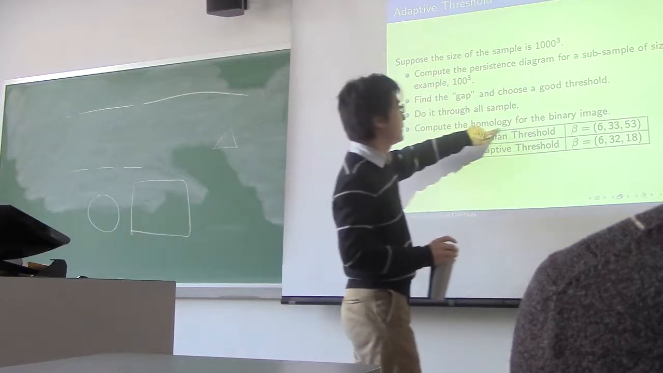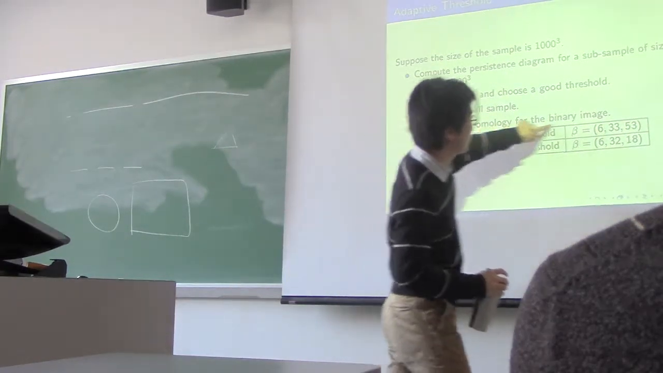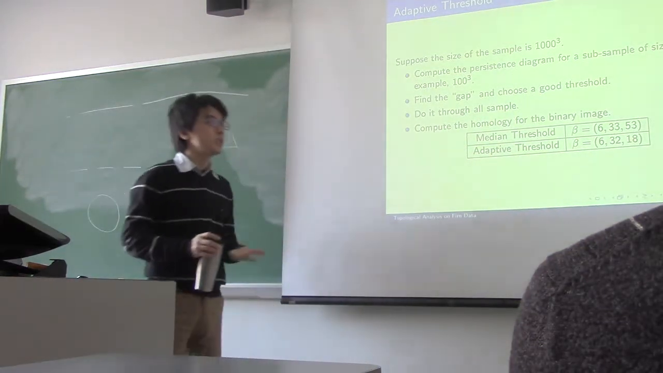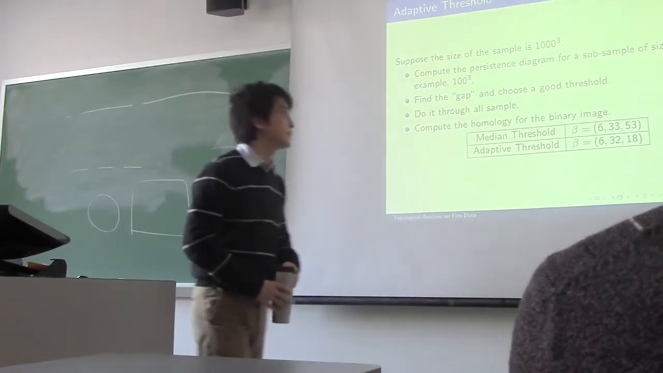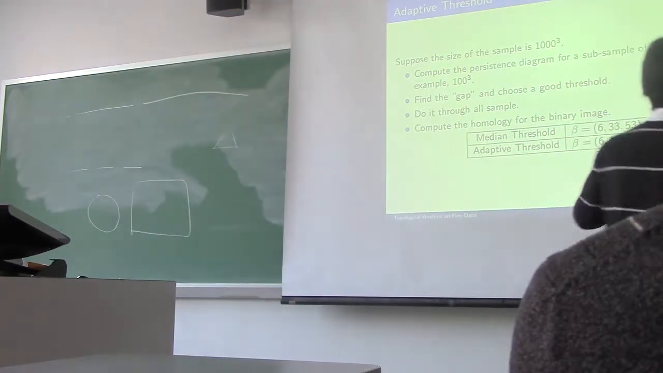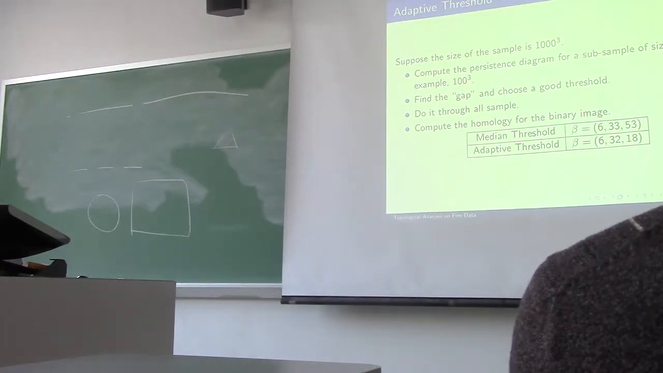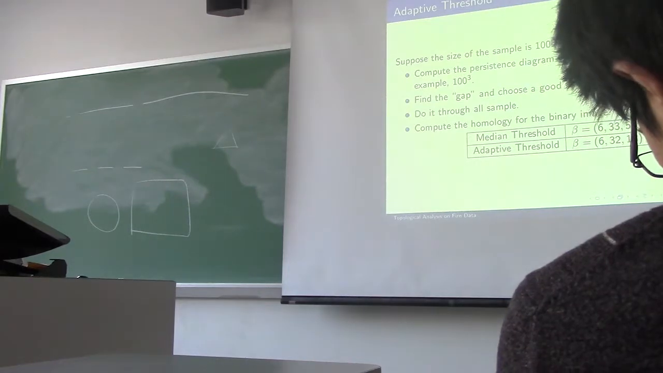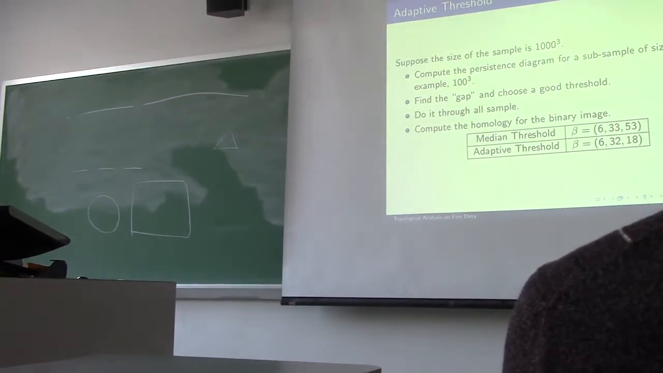If you use their classic method, if they use like the median or the average, the Betti number will become like 6, 33, and 15. Whereas when we do our method, adaptive threshold method, this is the Betti number you get. You have 6, 32, and 18.